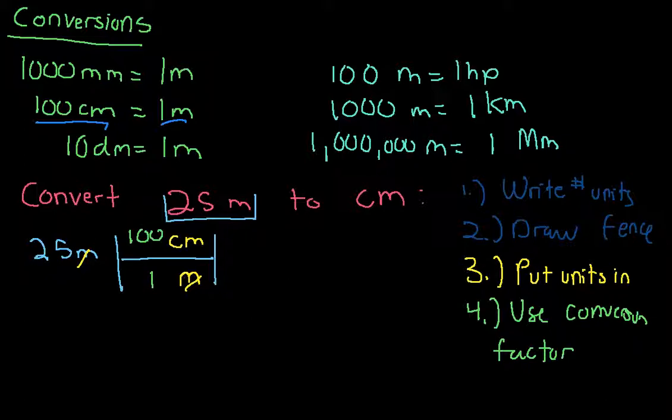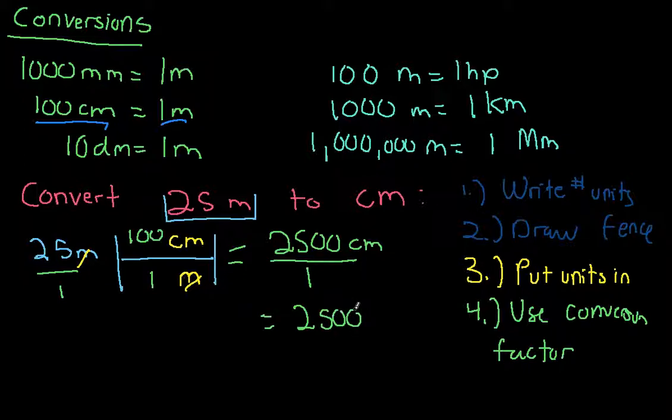Once you have this, you've essentially solved the problem, and you can see how your answer would be 25. You can put an over 1 here. You multiply straight across the top and straight across the bottom. You would get 2,500 centimeters for every 1, and there's no unit on the bottom, because it is canceled out. So this is effectively just 2,500 centimeters.